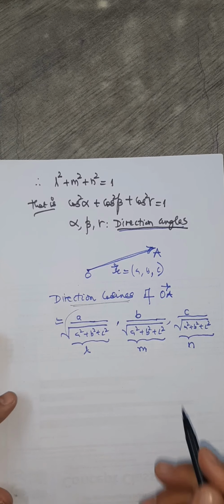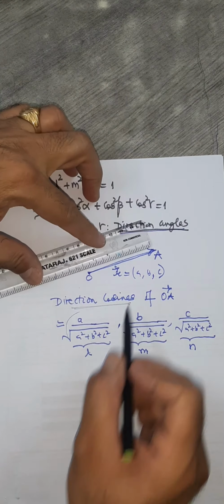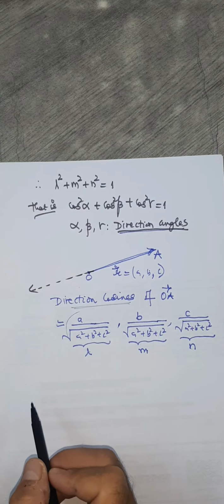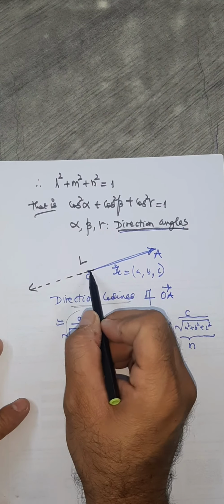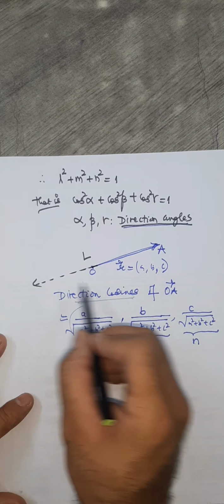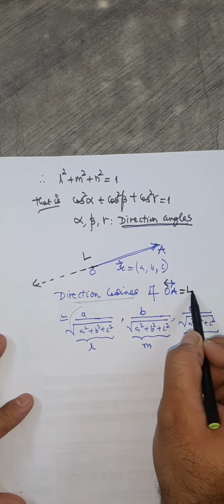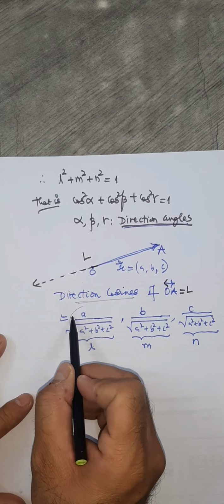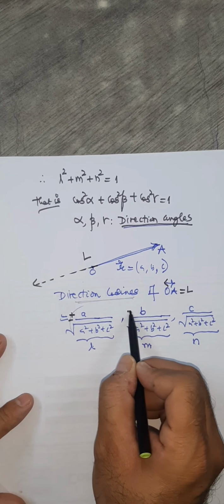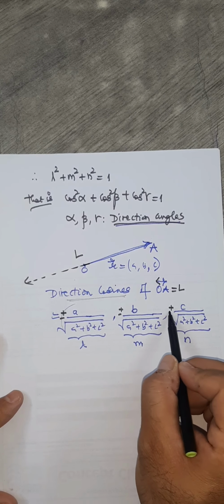But if I consider a line instead of this vector, I may consider the opposite direction like this. Suppose like this, so now this becomes a line L. Then you may have the opposite direction. So in that case, the direction cosines of this line OA, which equals line L, are plus, but if you consider the opposite, you have plus or minus here. What about this? Plus or minus.